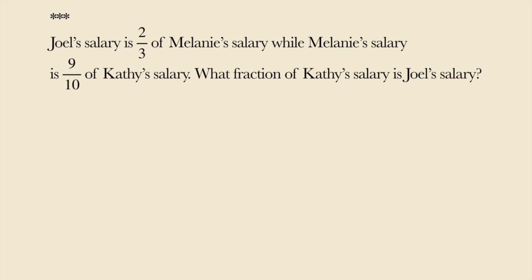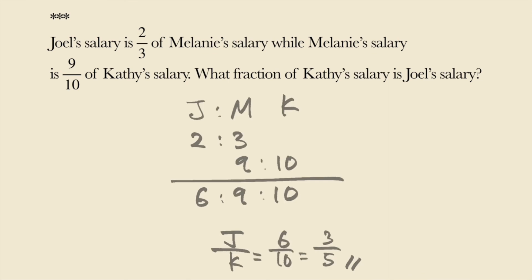Joel's salary is 2/3 of Melanie's salary. Okay, the way I think of this is 2 units on the left goes to the left. The numerator is pointing to Joel being 2 units, Melanie having 3 units. Well, Melanie's salary is 9/10 of K. So we've got 3 people here. Now, I am going to use combined ratios here. You should know ratios. If you don't, there are other videos for that. So J, 2 units, M, 3 units. M, 9 units, K, 10 units.